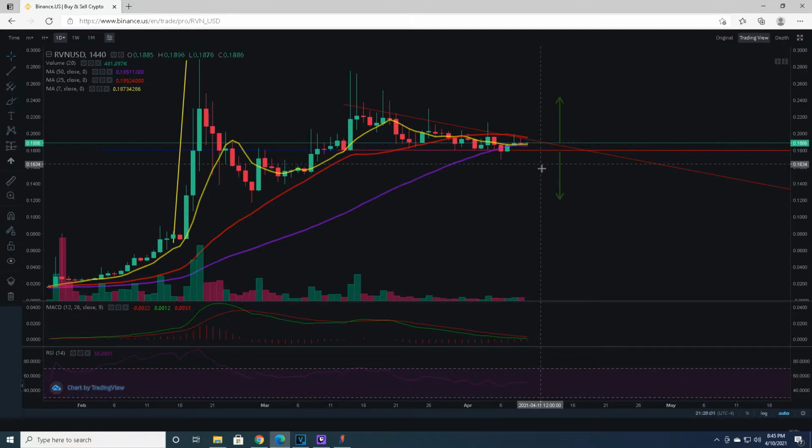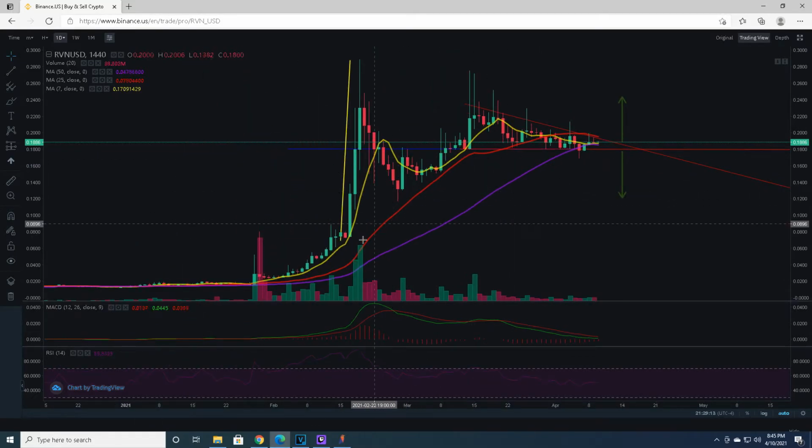Again, typically a descending triangle will be a continuation of a downtrend. However, RVN has not been in a downtrend. It was in a massive uptrend and retraced, started a new uptrend and got near that all-time high again before this consolidation, this very large consolidation period took off. You see there's no volume. The RSI or the MACD is minuscule on how much movement there is.